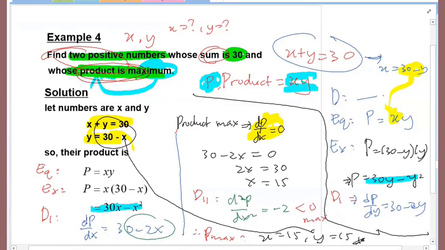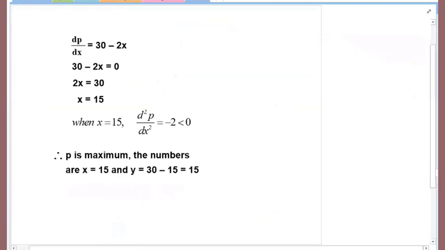When you change to all one variable, y is the same. Now this is the way using the Korean digit. Any problem? First, differentiate and set equal to 0. Maximum or minimum is equal to 0. Get x, and then find d2P/dx squared.